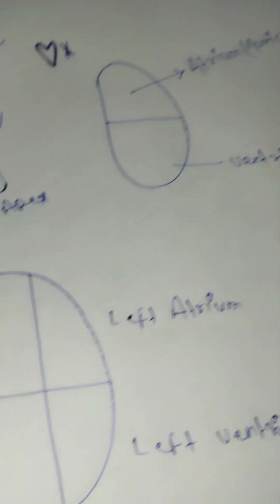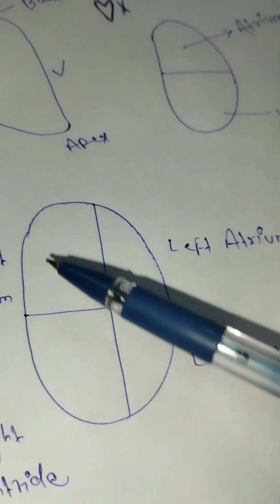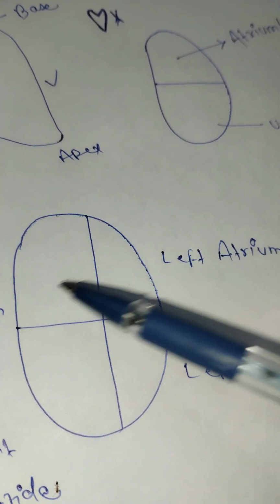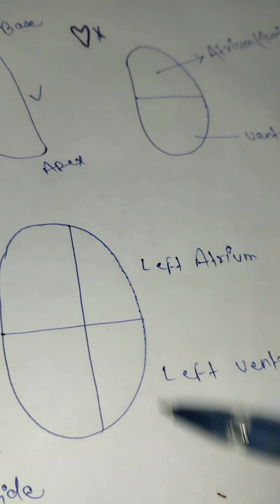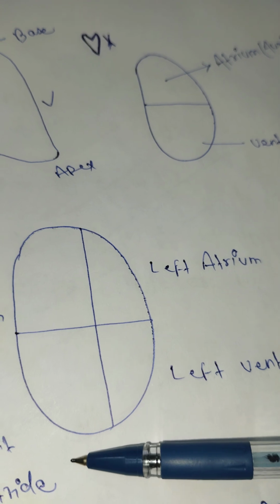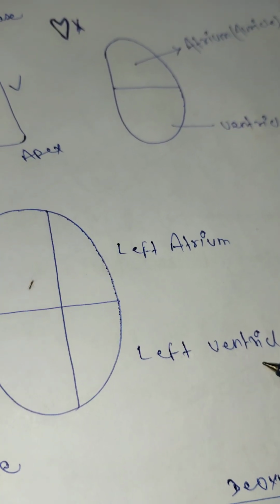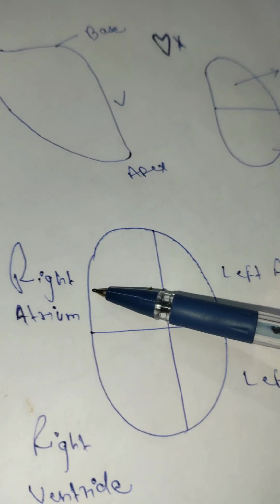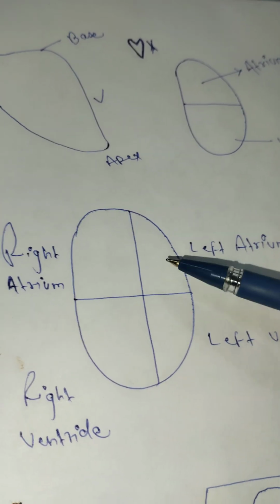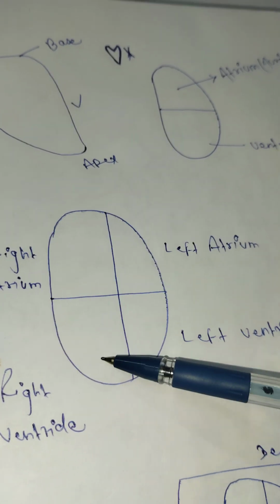Now we can divide the heart in this way. So how many chambers of the heart are there? Four: 1, 2, 3, 4. The upper two are atria and the lower two are ventricles. So we have the left atrium and left ventricle, and the right atrium and right ventricle. So there are four chambers of the heart: left atrium, left ventricle, right atrium, and right ventricle.